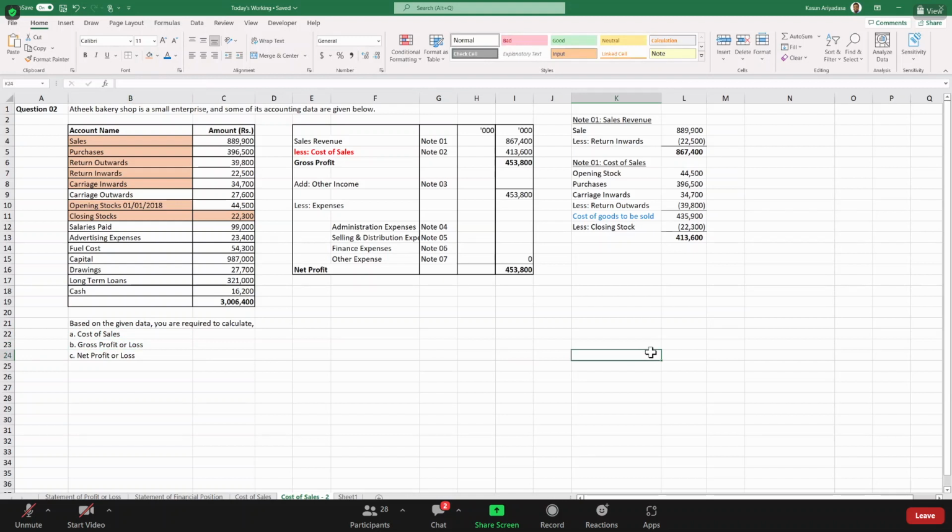Sir, when we calculated cost of sales, we included carriage inwards. That is transport cost, no? Transport cost connected to the purchase. Yes, sir. It should be deducted, no? Why? It's a cost, an expense. Purchase is also an expense. Right. Then, sir, in sales, we have carriage outwards. We didn't consider that.